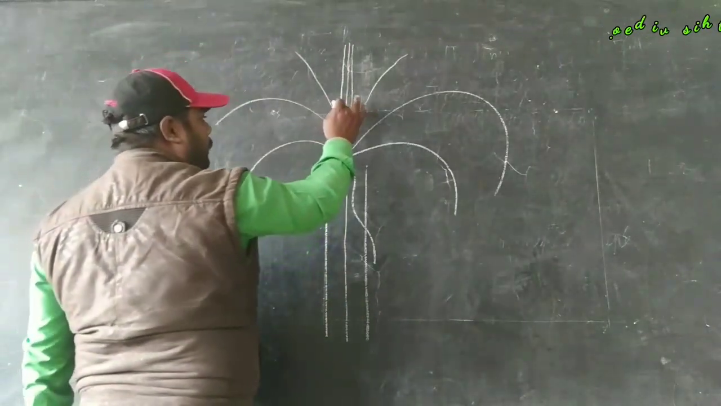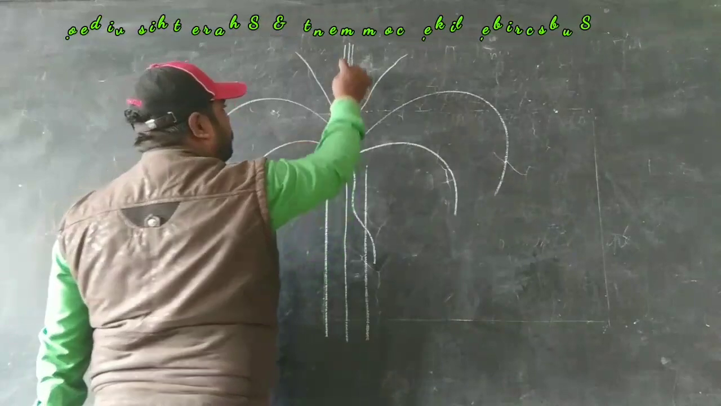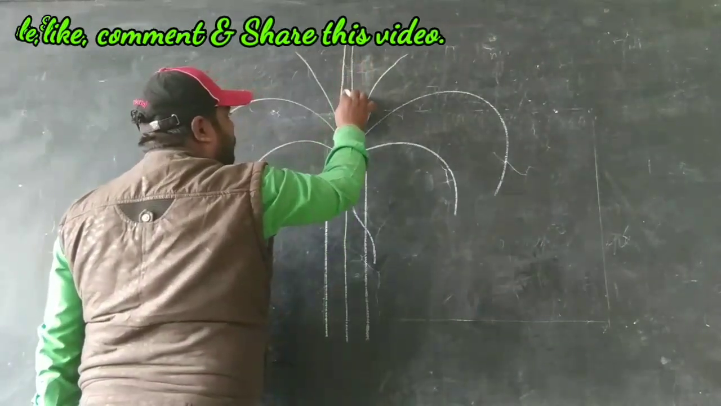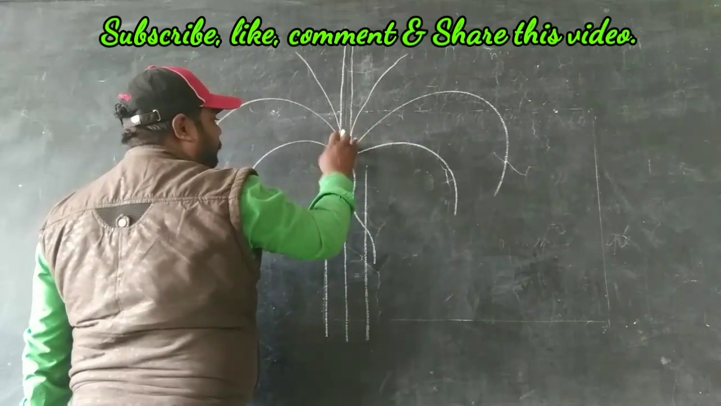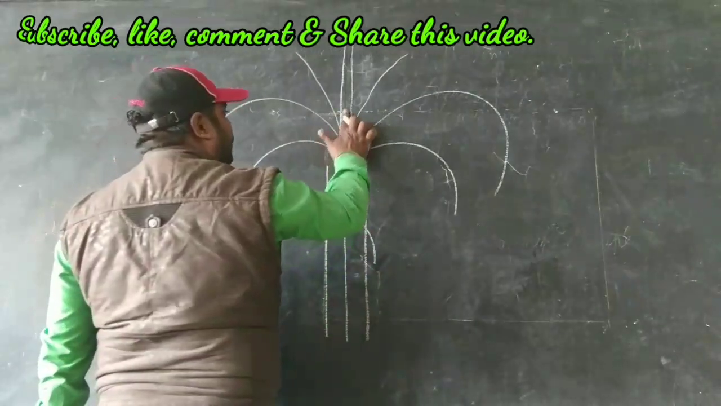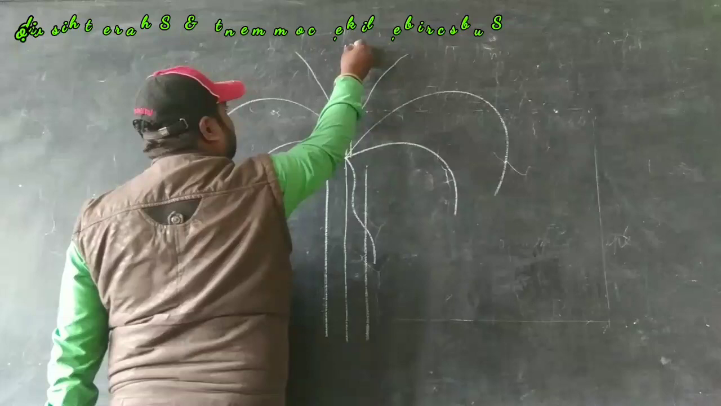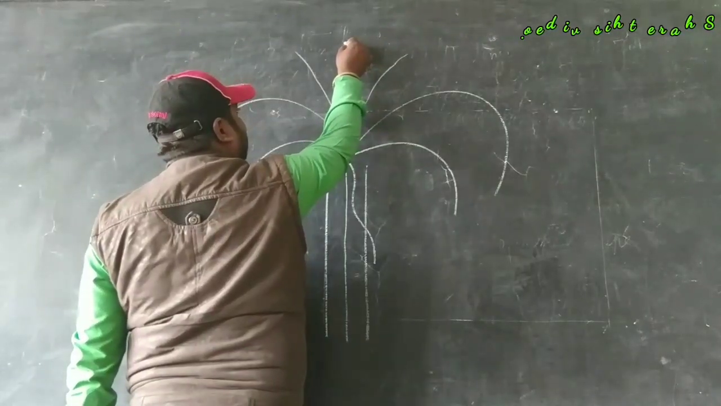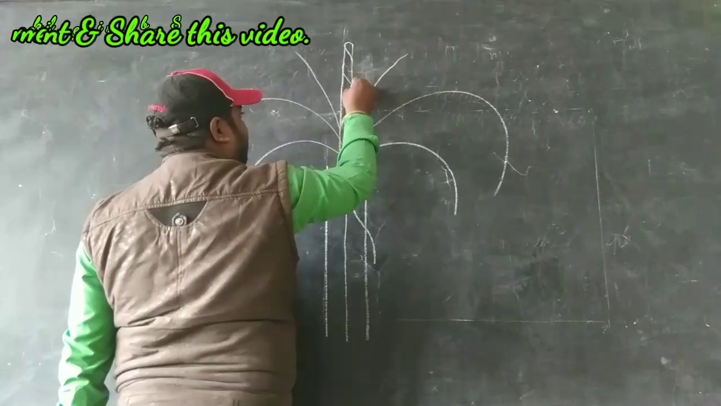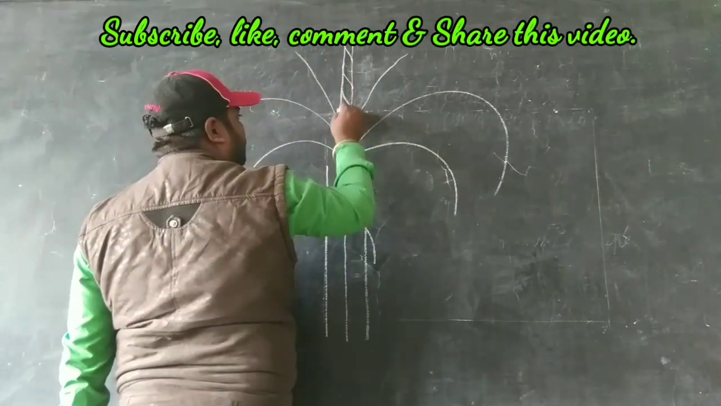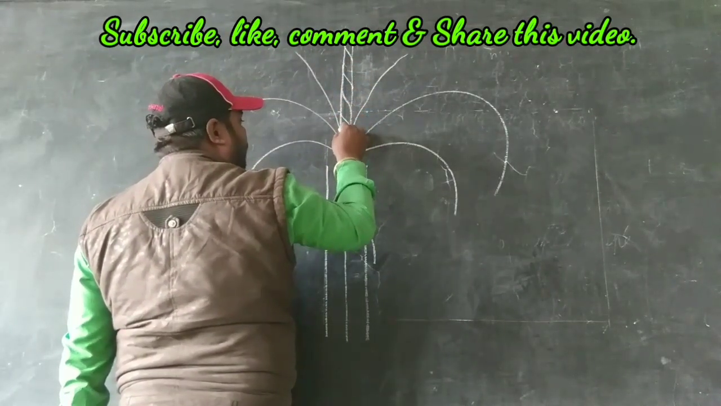First, I will draw this one and this one. So for that, what I will do? I will draw this one, which is in the middle. Okay. And then what I will do? I will make here this one like this. Then I will make once again like this, like this, like this.